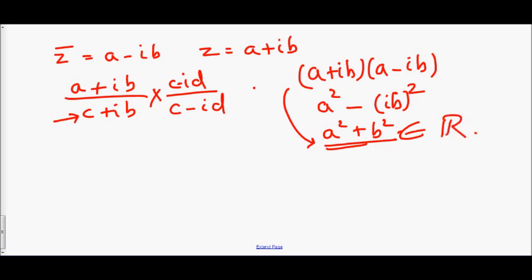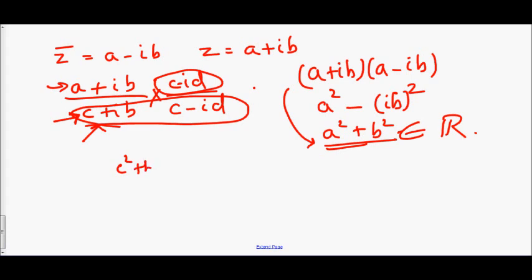Therefore, in order to get rid of the complex number in the denominator, you take the conjugate of the denominator and multiply the denominator by its conjugate, which means you need to multiply the numerator as well. So you have a complex number in the numerator, but a real number in the denominator. The denominator would have a square plus b square. So this is where we normally use the conjugate property of a complex number.